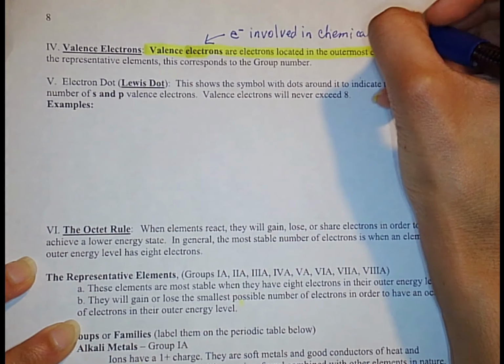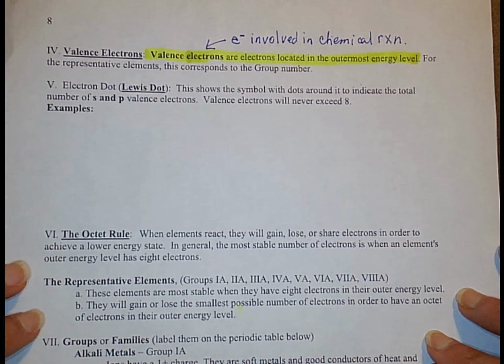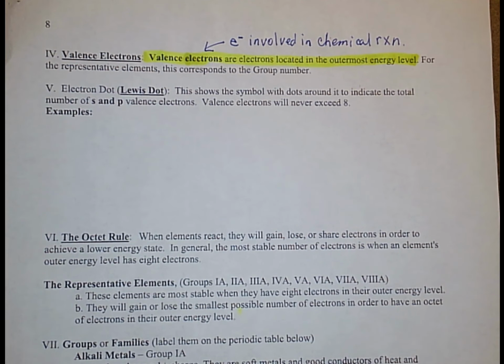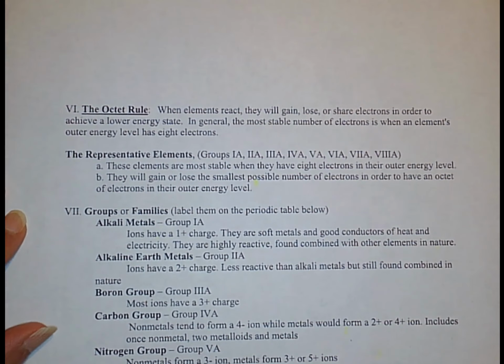And don't you forget that. Can't emphasize that enough, how important valence electrons are. We'll talk about the Lewis dot structure in a minute. I'm going to talk about the periodic table and then I'll come back to it. But let's talk about the octet rule.